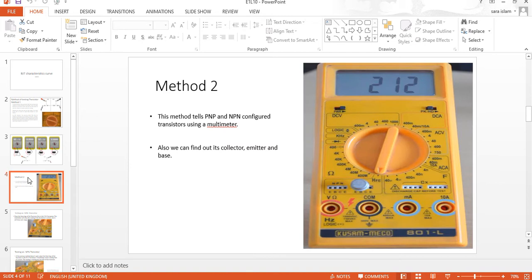So what's the other method? Most multimeters, right? The previous models don't have this anymore, but present models have a specific setting of HFE, right?